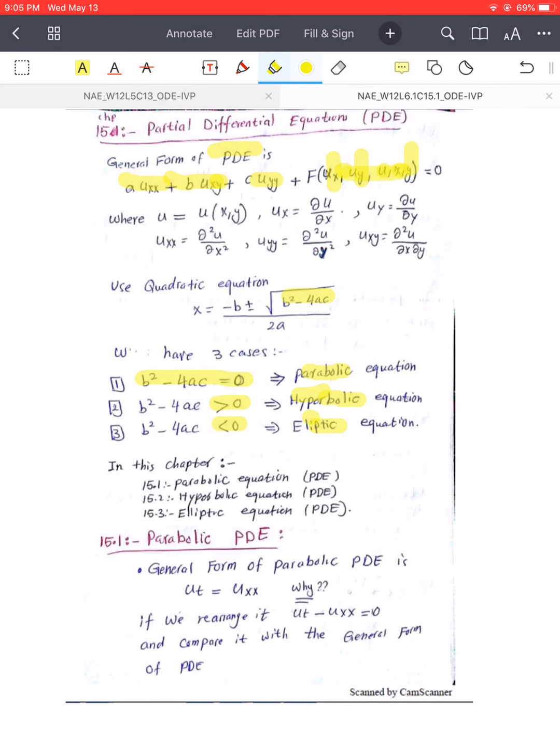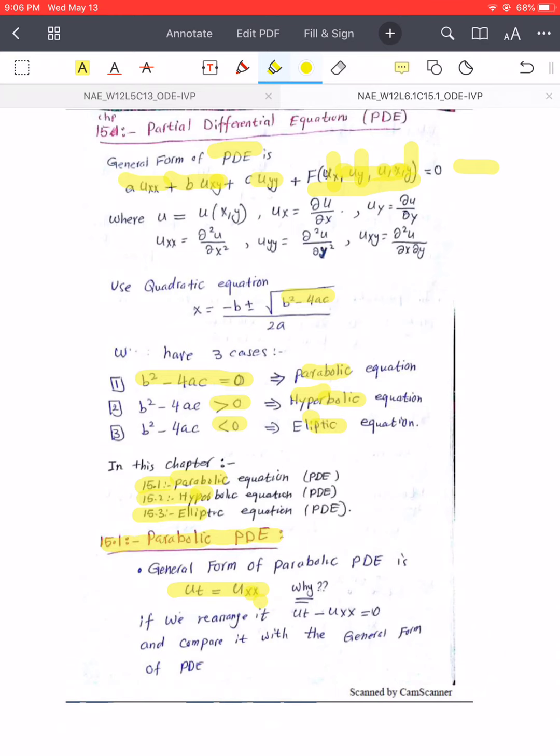Therefore, we will study 3 cases: in chapter 15.1 parabolic equations, in chapter 15.2 hyperbolic equations, and in 15.3 elliptic equations. Okay, so today we will start with parabolic equations, and we'll start with a very simple parabolic equation. Here it is, which looks like this in general. If you compare this with the general form, you will see A is 1 and B is 0 and C is 0. Here there is nothing here. So if you calculate B squared minus 4AC, it is 0, which means this is really a parabolic equation.